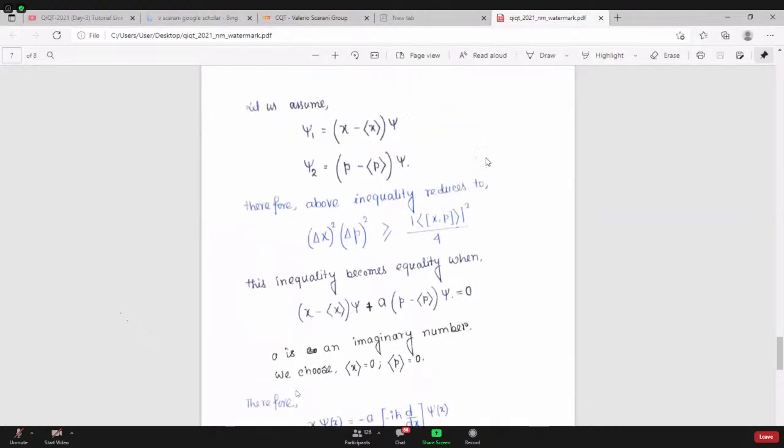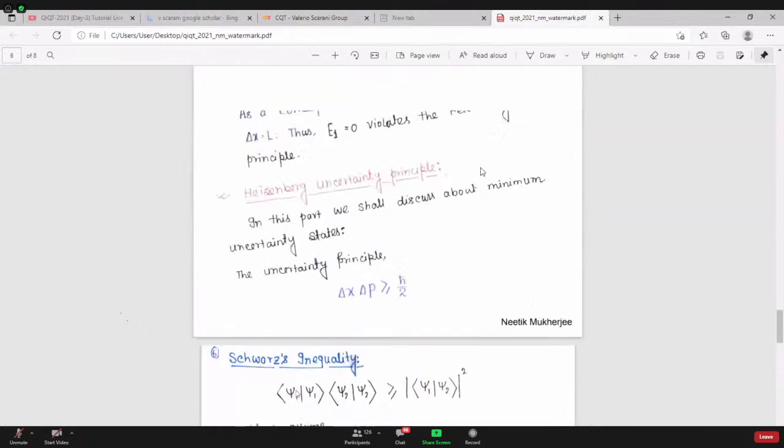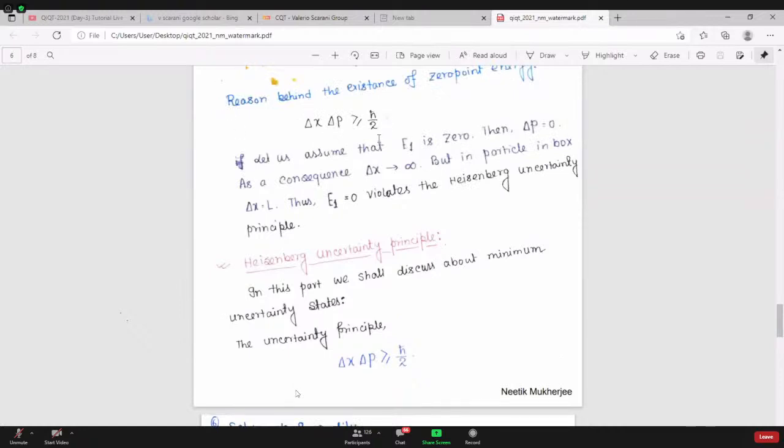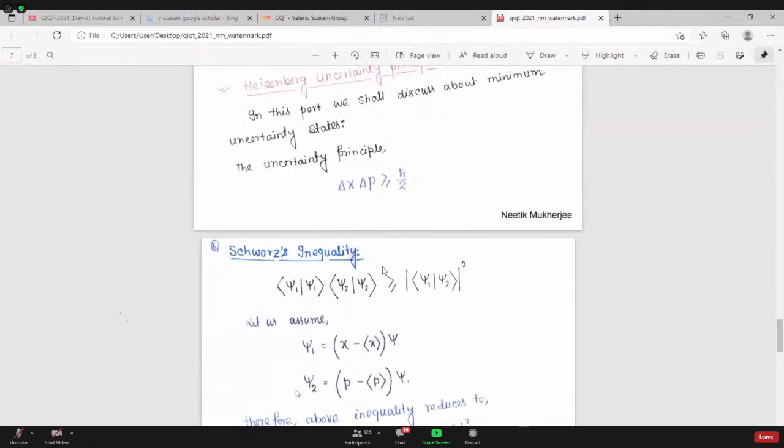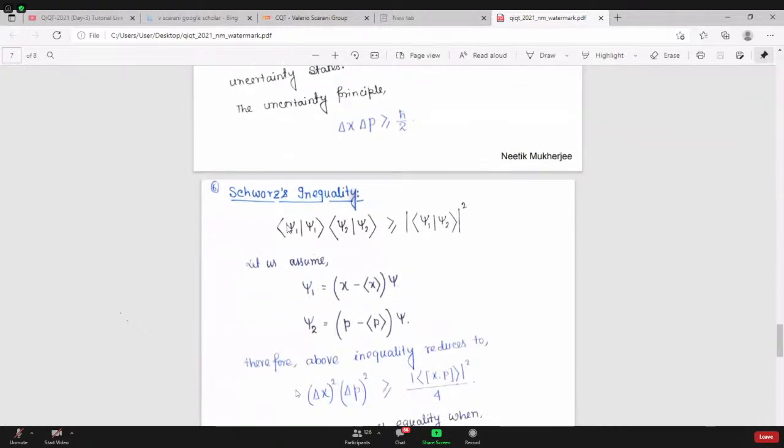From the starting, again, you have the expression: the product of delta x and delta p x is greater than or equal to h cross by 2. Now we have a very famous inequality called the Schwarz inequality. It says that the overlap of psi 1 with psi 1, times the overlap of psi 2 with psi 2, is always greater than the overlap integral between psi 1 and psi 2, squared.